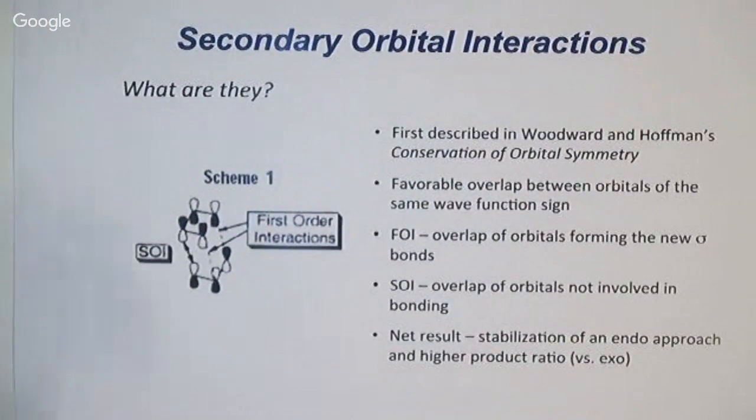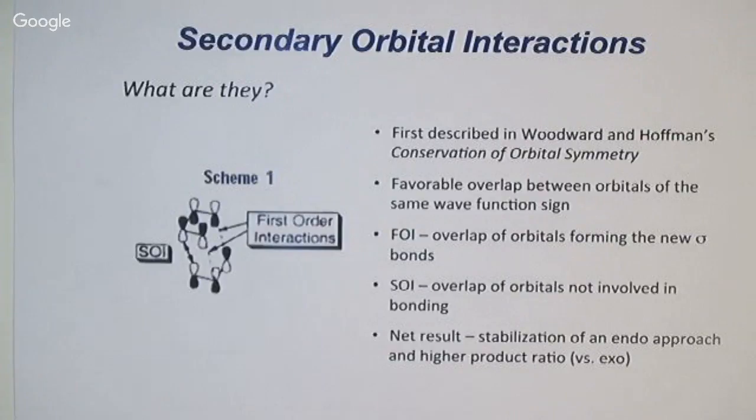So the idea is that by having molecular orbitals be in phase, this describes the formation of the two new sigma bonds. This is your first order interaction. But by placing that substituent pointing back in the endo position, you would have this favorable secondary orbital overlap, and that's what leads towards the endo product. The result here is you're going to stabilize that endo approach, that endo transition state, and that's why you end up with the endo product.